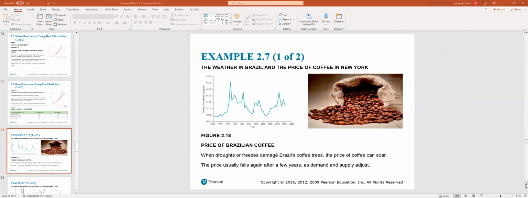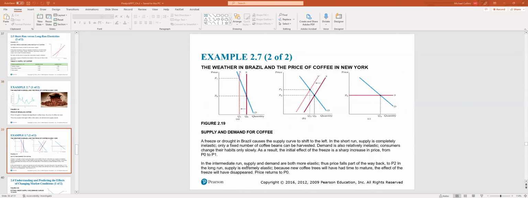Weather in Brazil and the price of coffee in New York: when a drought or freeze damages Brazil's coffee trees, the price of coffee can soar. Price usually falls again after a few years as demand and supply adjust. A freeze or drought in Brazil causes the supply curve to shift to the left. Remember, a supply curve shift to the left means reduced supply.